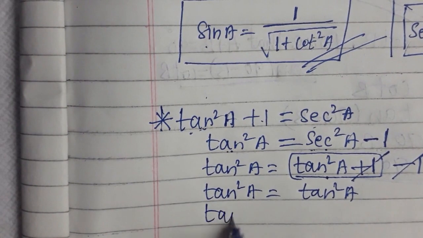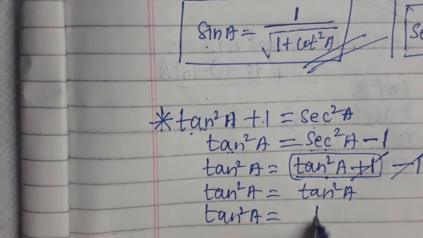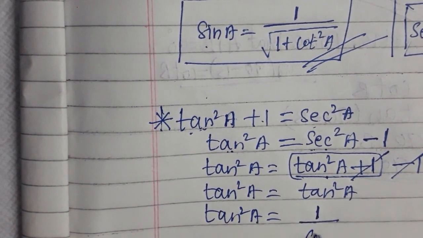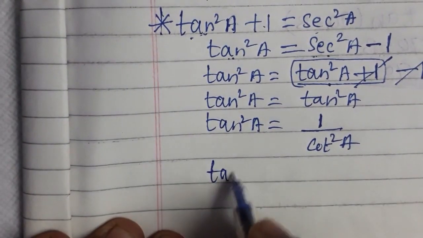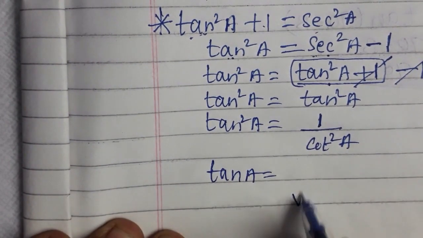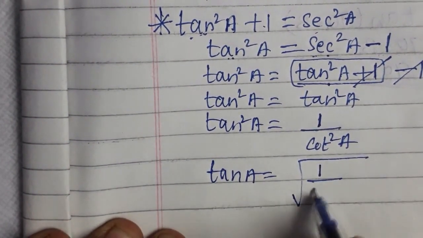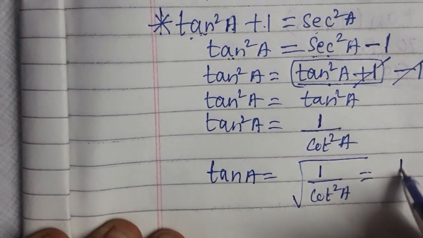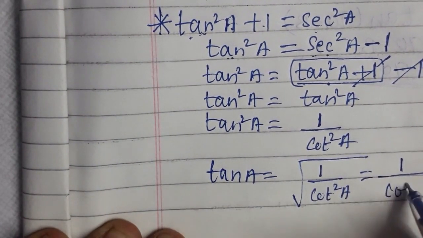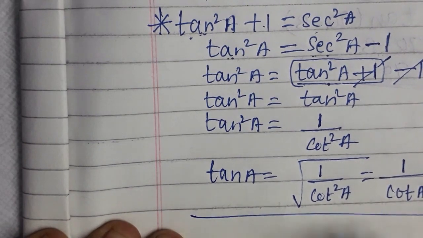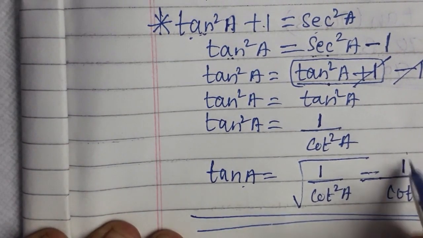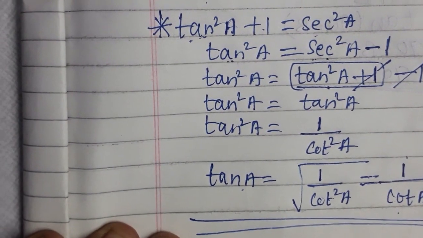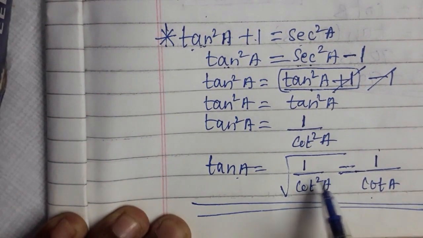What is the reciprocal of tan? Reciprocal of tan is cot, so 1 by cot square A. Now I want only tan A. Take the square root of 1 by cot square A. Square root of 1 is 1, and square root of cot square A is cot A. So tan A is equal to 1 by cot A.